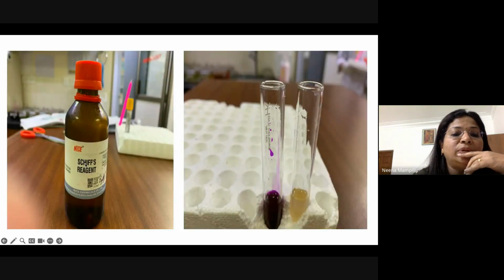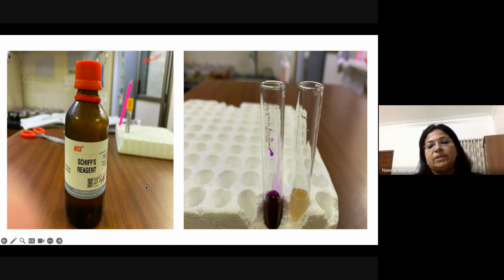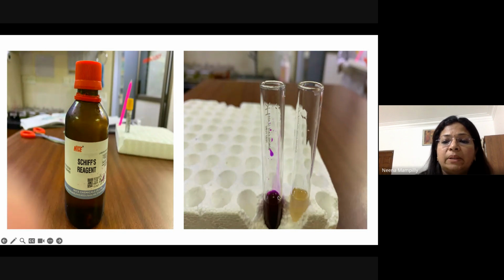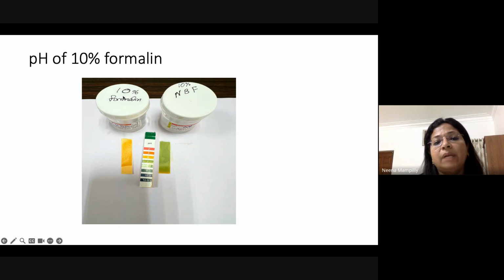In our lab, for specimens coming from outside, we use Schiff's reagent to make sure the fixative is formalin. You put a drop of Schiff's reagent into the fixative and it gives a dark purple color immediately. So that tells you that's formalin. pH is very important. You make a regular check on your pH. This is unbuffered formalin. You can see the pH is between 5 and 6, whereas buffered formalin gives a pH of 7. So there is a major difference when you use buffered formalin.